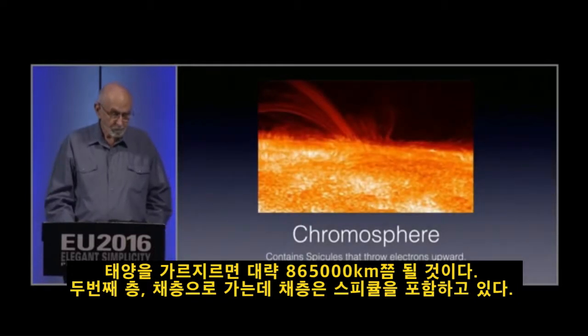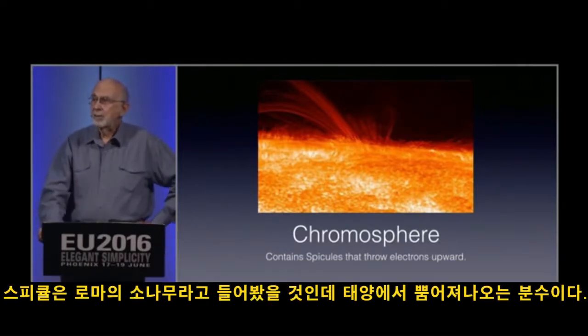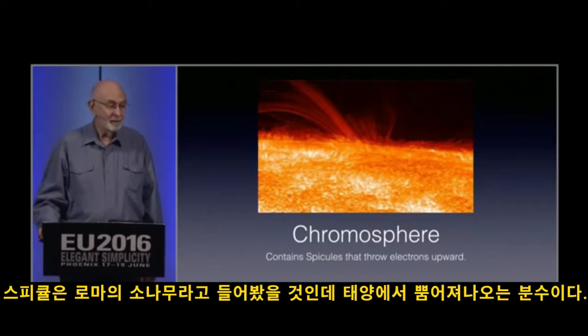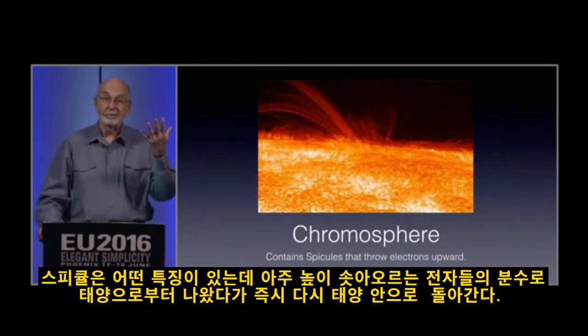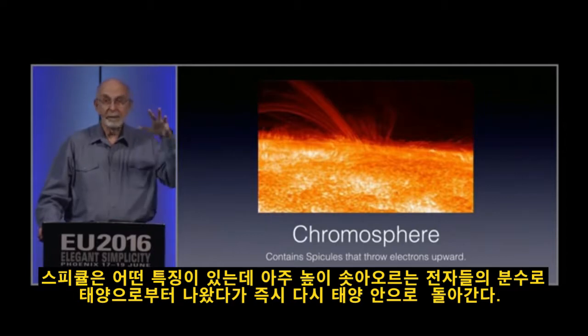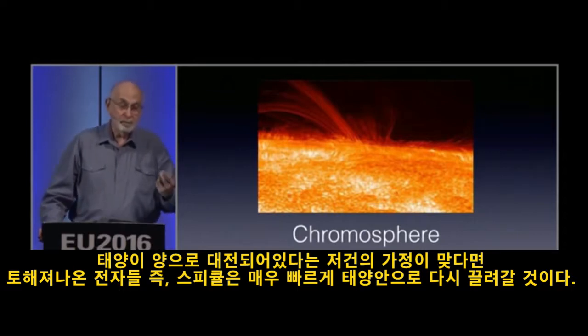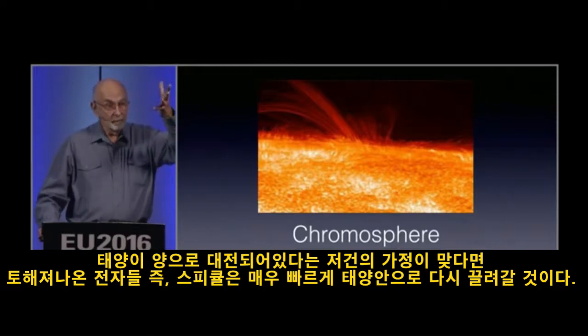The chromosphere, the second layer going in, contains these spicules. And spicules, we've all heard, the pines of Rome. The spicules are the fountains of the sun, not the fountains of Rome. But anyway, they have certain characteristics. Those spicules are really towering fountains of electrons that come up out of the sun and then back into the sun again immediately. If our assumption is correct, Jurgens' assumption that the sun has a positive charge, those electrons, once spewed, are very quickly brought back into the sun again. That's what the spicules are.